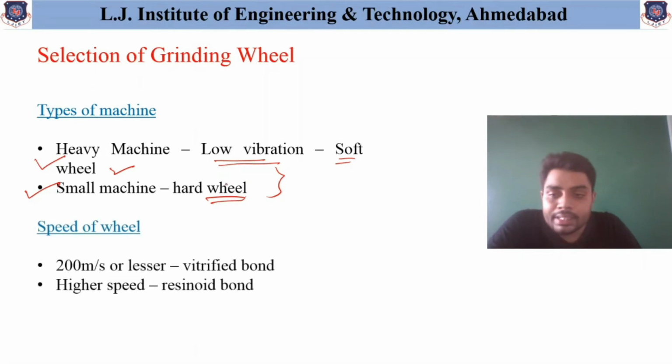And lastly, if our primary criteria is the speed of the wheel, as we know all the abrasive particles are added on the periphery of the grinding wheel, and if the speed is comparatively larger, due to that rotary movement there might be a chance of removal of those particles from the surface. So if the speed is maybe 200 meter per second or less than this, at that time vitrified bond is used, and if the speed is comparatively higher, at that time resinoid bond is used.